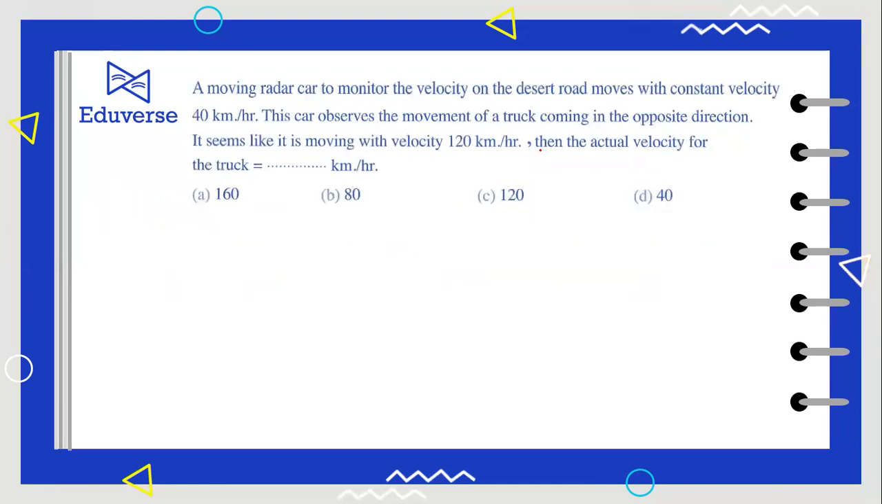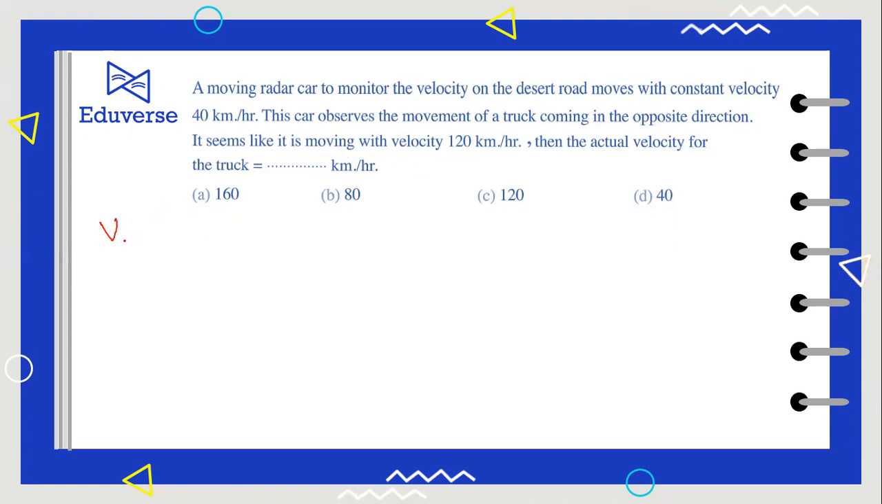A moving radar car monitors the velocity on a desert road. The car moves with constant velocity 40 kilometers per hour. That's the velocity of the car. This car observes the movement of a truck coming in the opposite direction. It seems like it's moving with velocity 120.